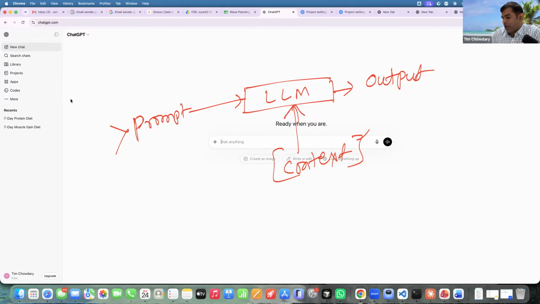Then what is prompt engineering? Prompt engineering is the art and science of designing effective prompts to optimize the output. It is basically how effectively you write prompts. That is called as prompt engineering, right?